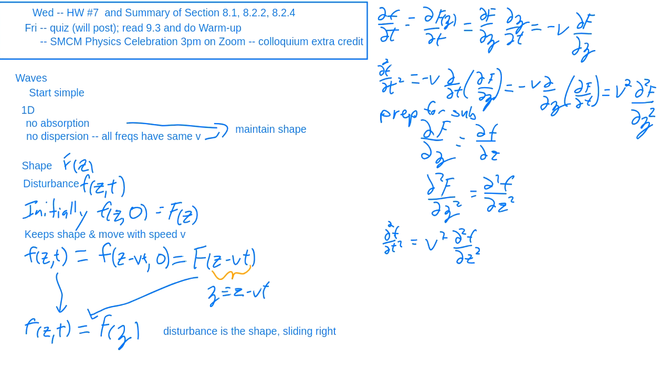And this is kind of nice because we've gotten everything now in terms of our disturbance. Its second derivative with respect to time is equal to v squared times its second derivative with respect to space. We often write this a little bit differently, just moving the v squared over to the other side. So here I just switched left and right, but moved the v squared to the other side.